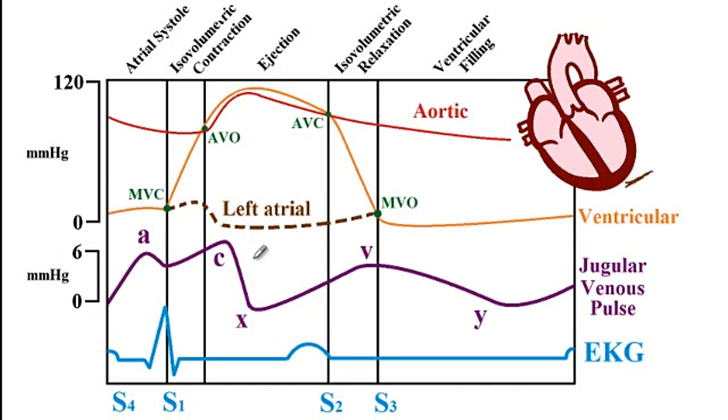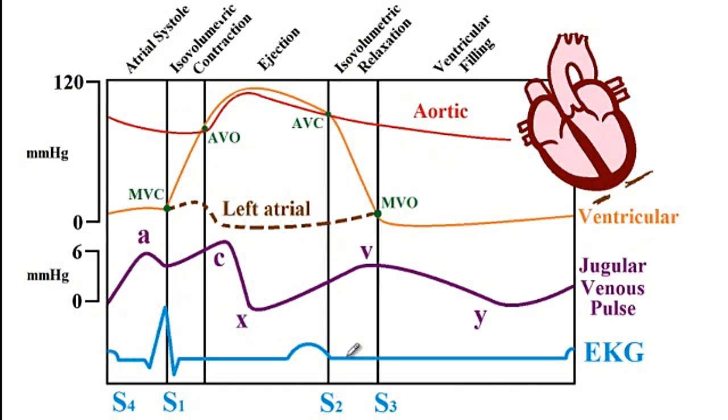While the next diagram shown right here is the jugular venous pressure, which empties into the superior vena cava, and then the superior vena cava empties into the right atrium. So changes in the hemodynamics of the jugular venous pressure are indicative of the changes in the right atrium. First I will explain the first diagram and then move on to the jugular venous pressure after that.